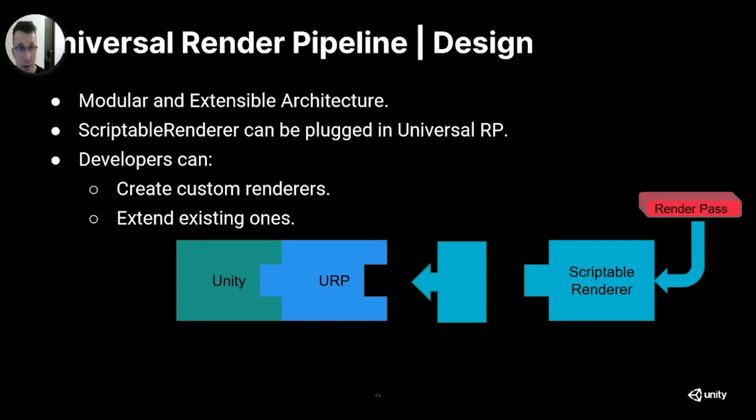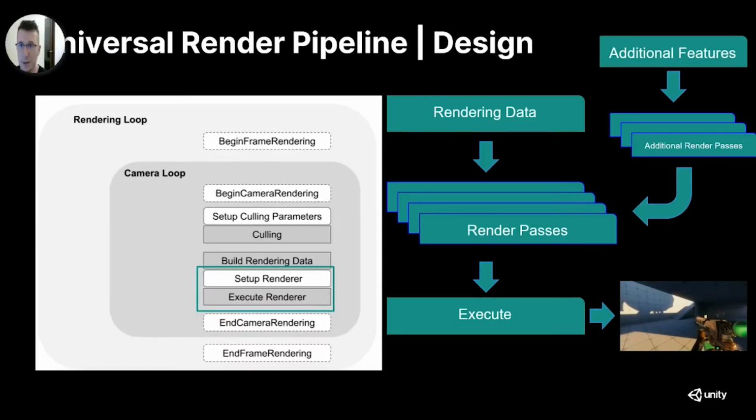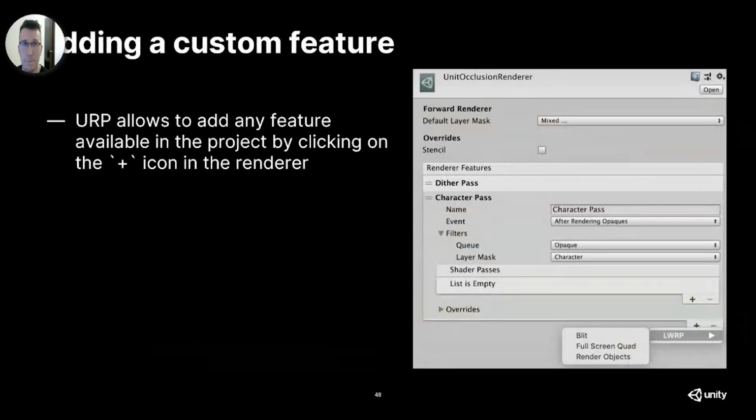And you can extend any renderer with additional render passes. The render passes are logical steps that composite effects on a frame. So here I'm going to show you three examples, really. They are relatively simple, but they get across the idea very well. To add your custom feature, this is very simple. You just need to go to your renderer, and in the renderer you'll have this reorderable list with render features. So you just click the plus button, add your feature, and that's pretty much it.